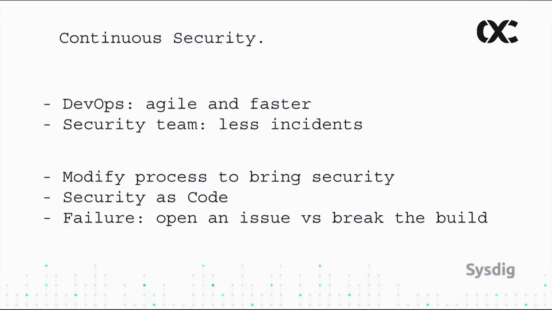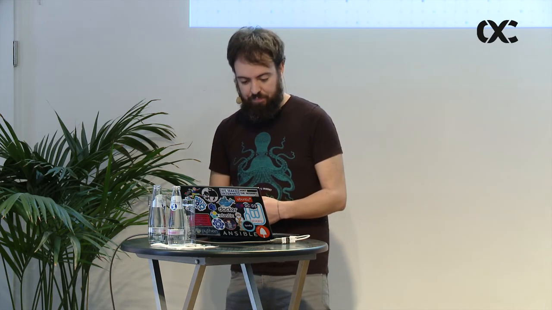Basically, the same way you have modernized your procedures to adopt DevOps, you also need to modify your DevOps procedures to bring security as part of the process. And because you still want to be agile, you still want to be fast, security, the same way that we have done with infrastructure, needs to be implemented as code when possible, which is going to be a few things of what we will see today.